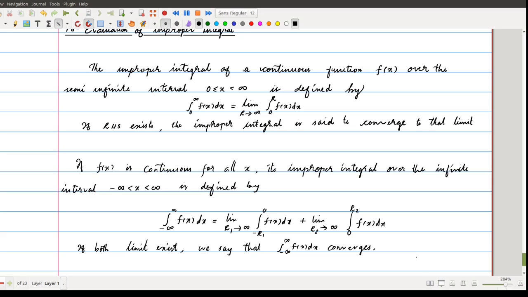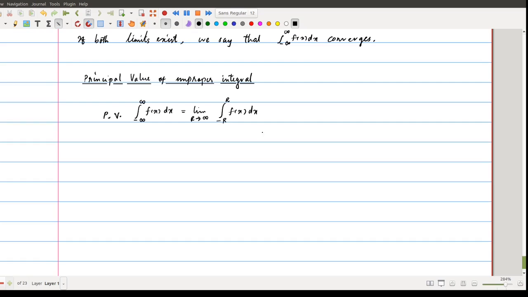So if both limits on the right hand side exist, then we say that the left hand side, the integral from minus infinity to infinity of f of x dx, converges. So these are the quantities to define this integral. Next we define the principal value of this improper integral.